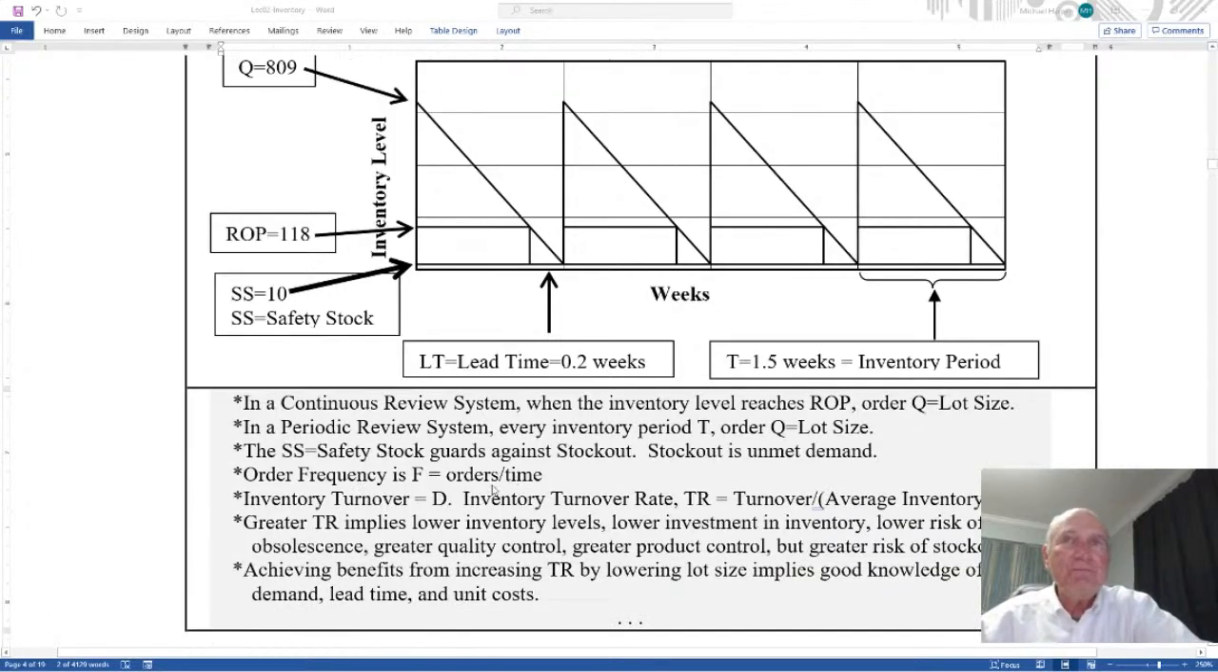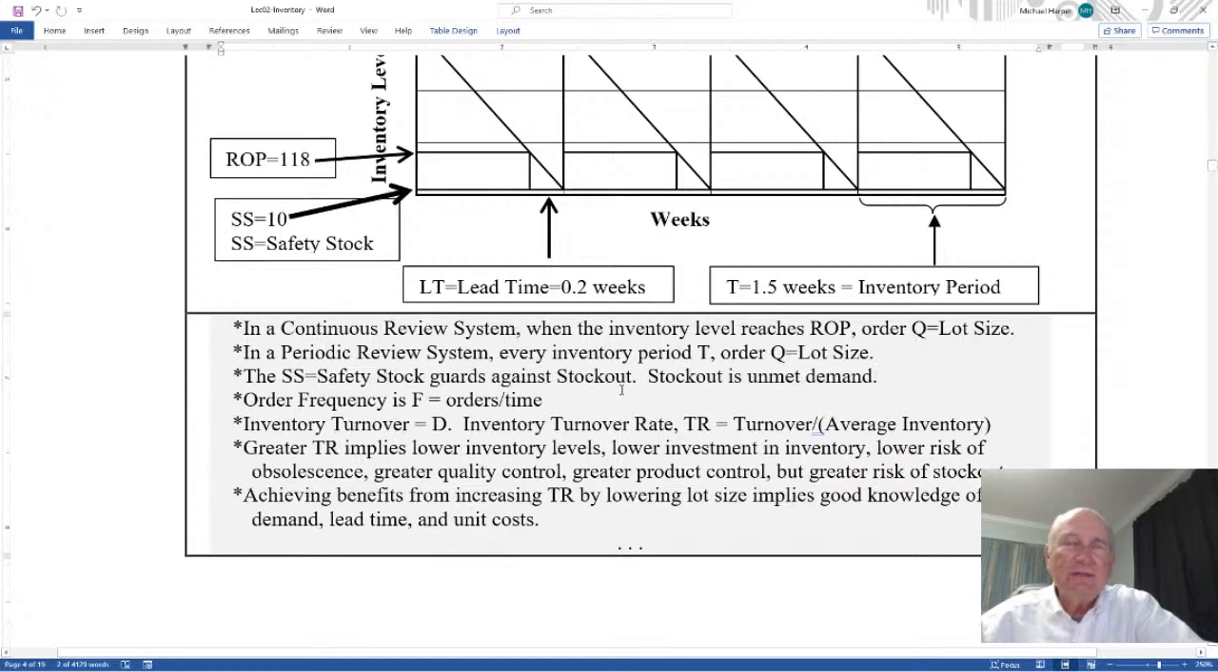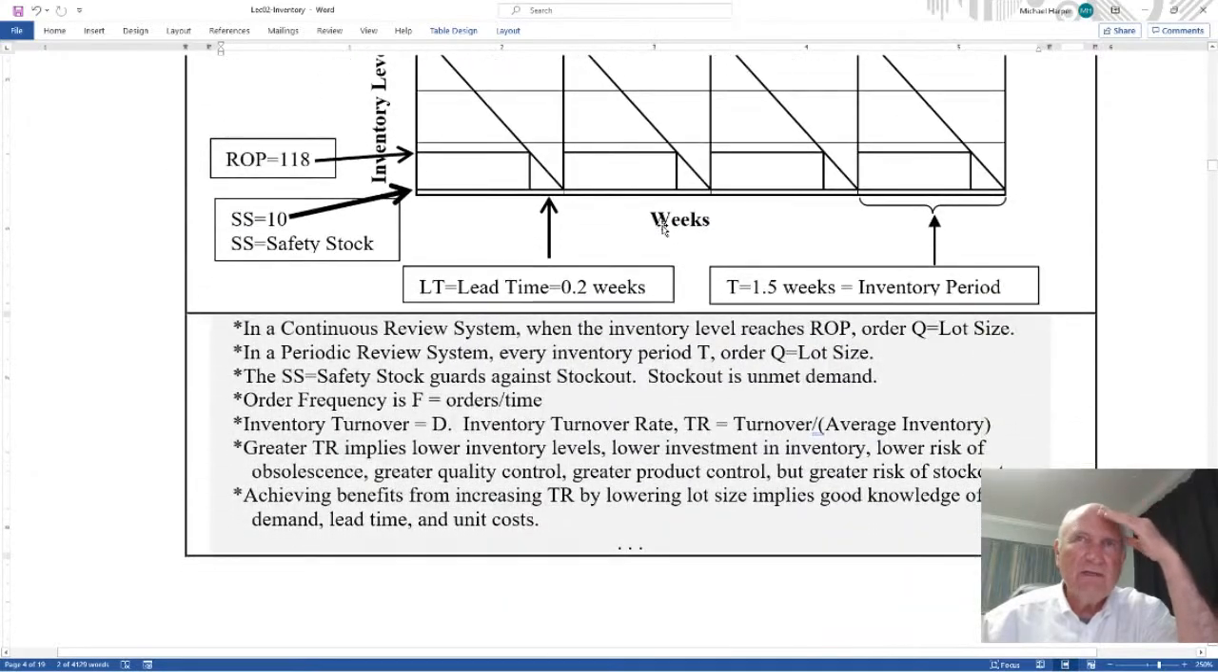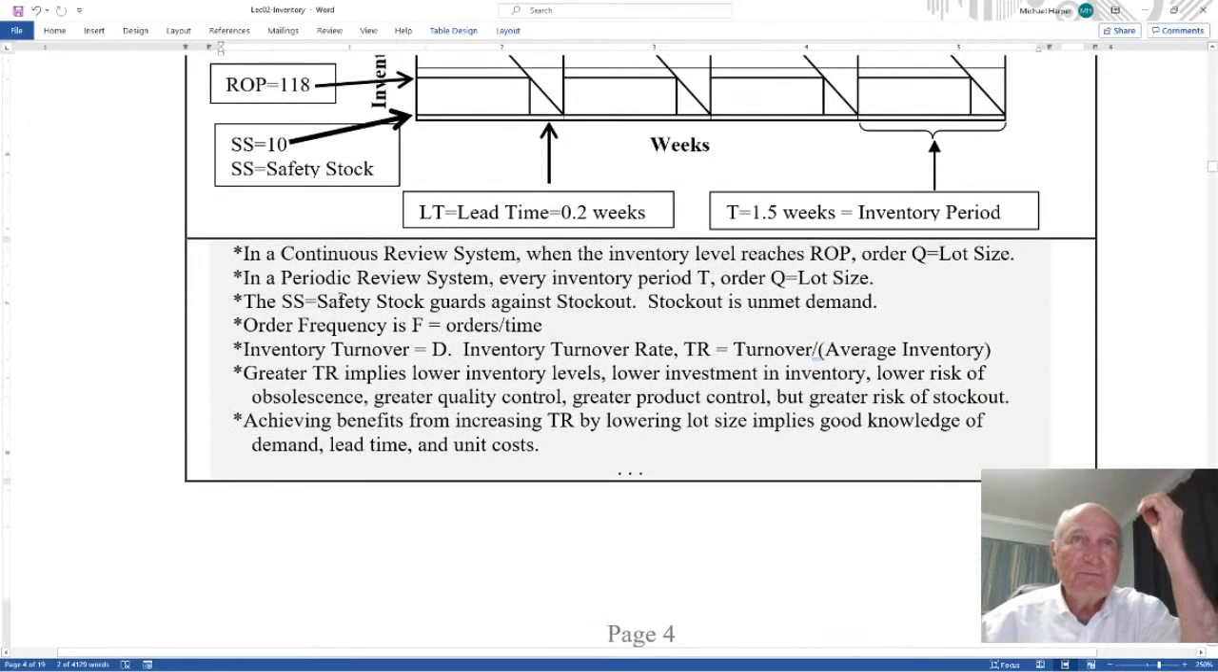Now notice what I do down here. These are my takeaways. So notice how I'm doing my lecture. At the bottom down here, it's kind of shaded. Well, these are the bullet points that I want you to remember as far as managing in supply chain. So up here is the fundamental background, but then here are the takeaways. In a continuous review system, when the inventory level reaches ROP, order Q. In a periodic review system, every T time periods, order Q.